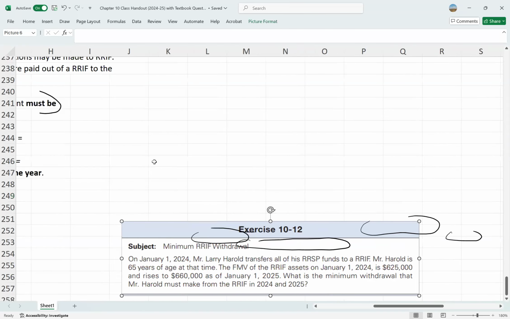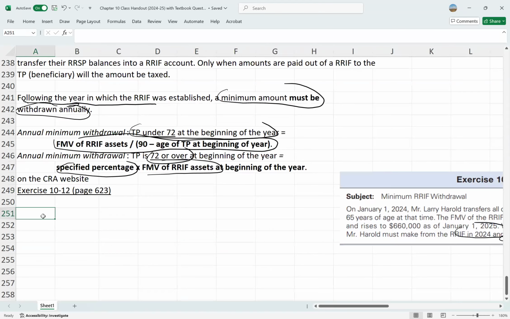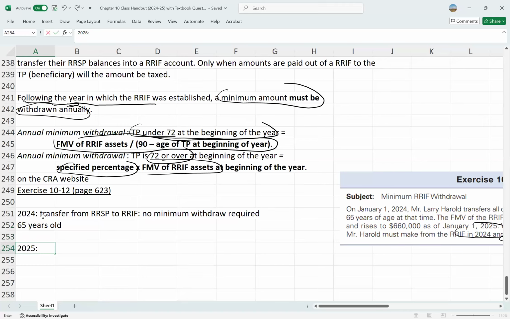Oh, so let's just go back here. 2024 is the year of the transfer from the RRSP to the RRIF. So in this year, there's no minimum withdrawal required. Now, he can take money out if he wants, but he doesn't have to. And this is the year that he was 65 years old. Then we move to 2025, and this is where he is 66 years old.